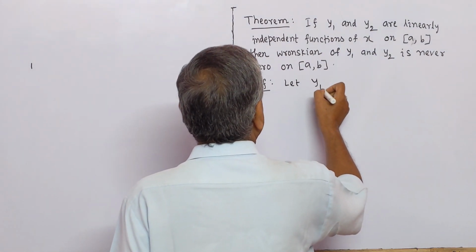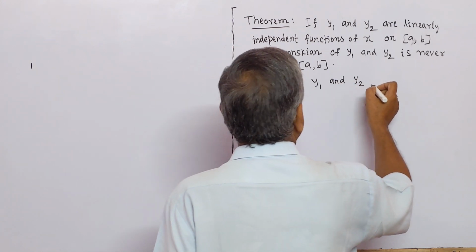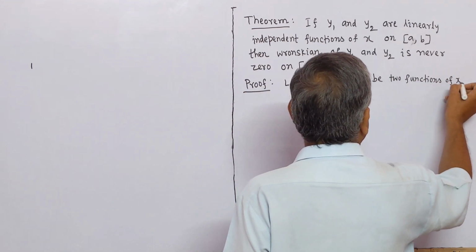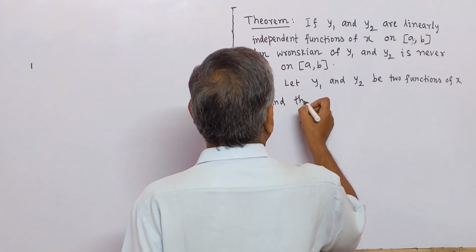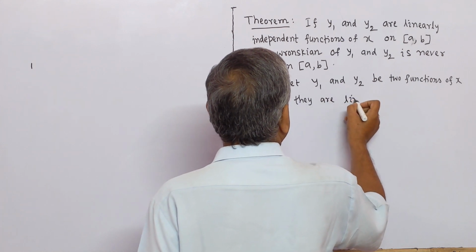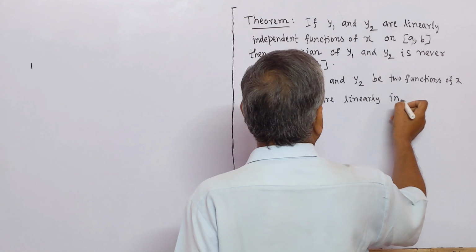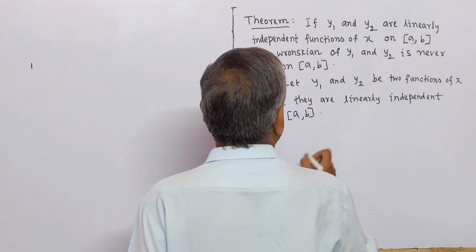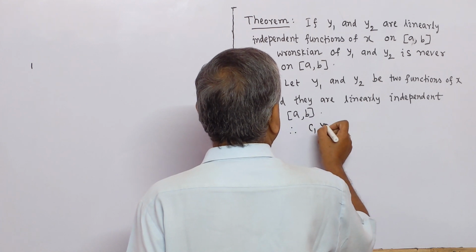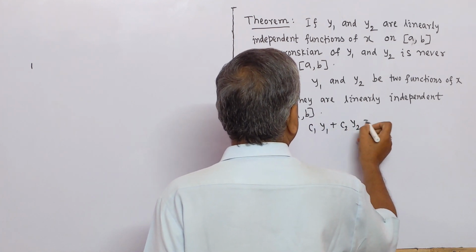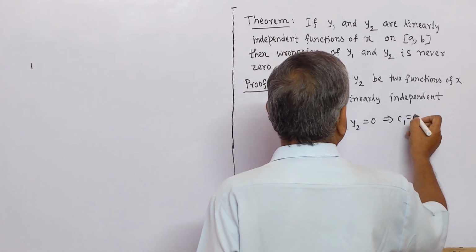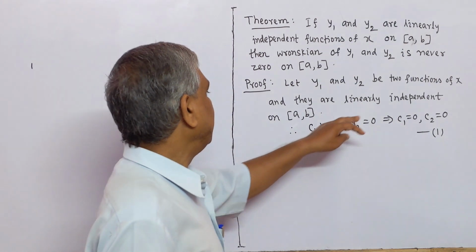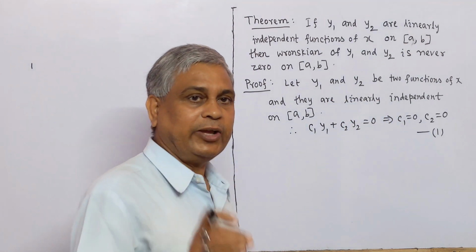Let y1 and y2 be two functions of x and they are linearly independent on the interval AB. Therefore, constant C1 Y1 plus constant C2 Y2 equal to 0 implies that C1 equals 0, C2 equals 0. This is number one. This is from the concept of the linearly independent property of Y1 and Y2.